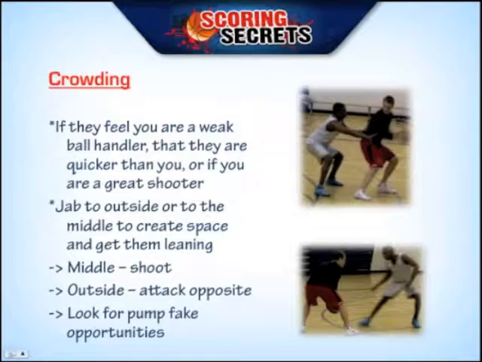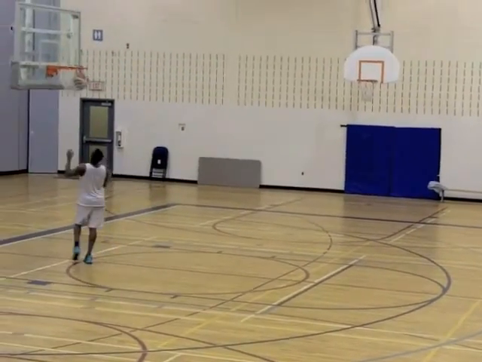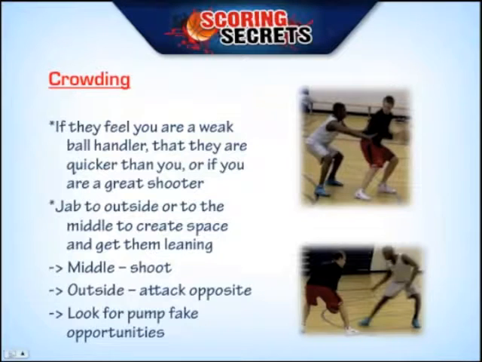The other way is if you jab to the outside, if you jab to one of their feet, they're going to lean to one side, right? They're going to lean to the side that you jabbed. As soon as they lean, attack that opposite side right away. Fake opportunities. If you can pump fake, and again, look right away, they are going to jump at that pump fake. It's a rule, all right? It'll happen 9 times out of 10. So if you jab to the outside, attack the opposite side and drive.